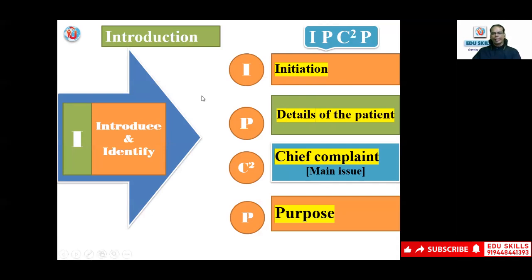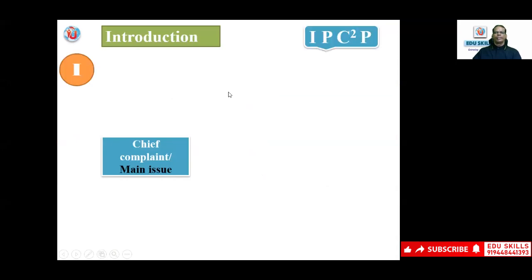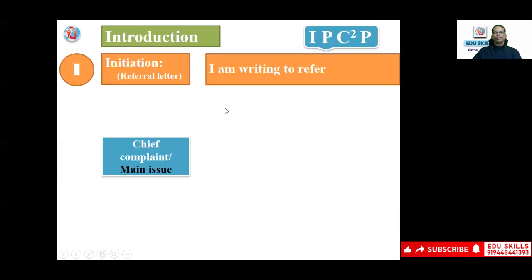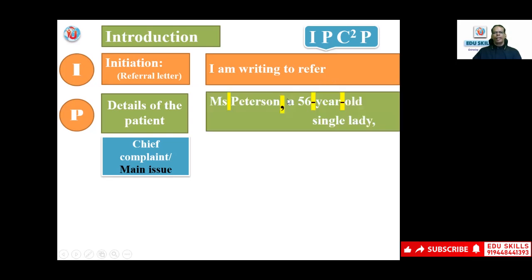Okay, we'll be taking examples for this, and details will be given in that. Okay, initiation, for example, this one example. Okay, there are many other ways. Initiation in a referral letter is "I am writing to refer." Okay, then you have the details of the patient: Miss Peterson, comma, a 56-year-old single lady.